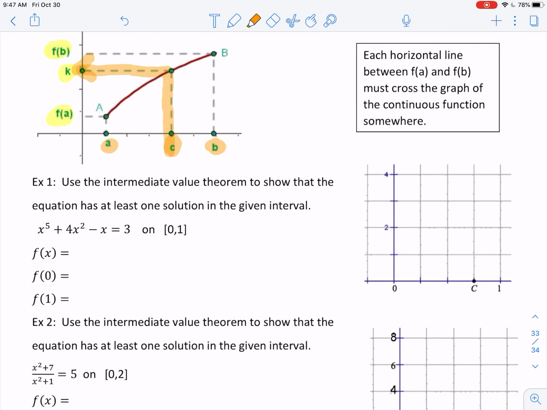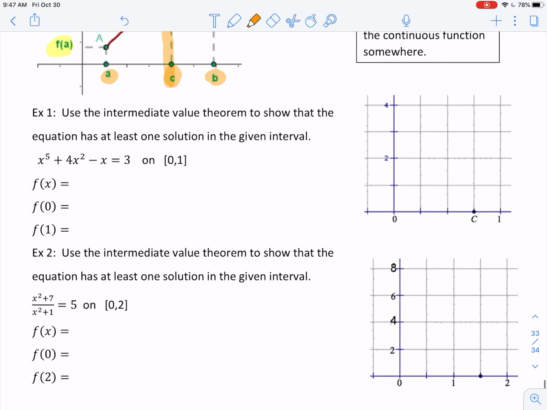All right, so we're going to do a few examples. This first one, it says use the intermediate value theorem to show that the equation has at least one solution in the given interval. Okay, so first of all, you have to state that this is continuous. Reason, it's a polynomial, and that's enough. Okay. We're talking about the interval 0 to 1.